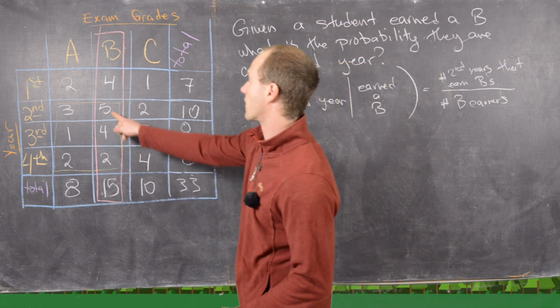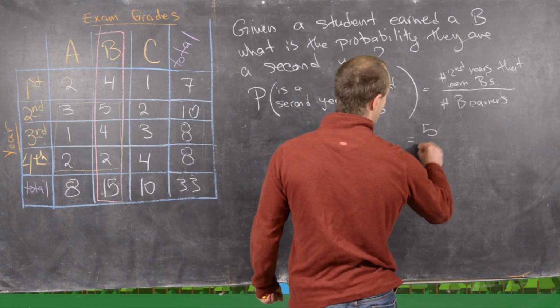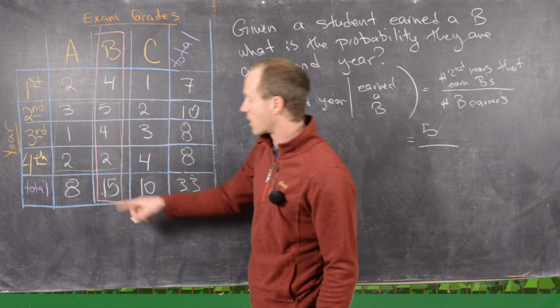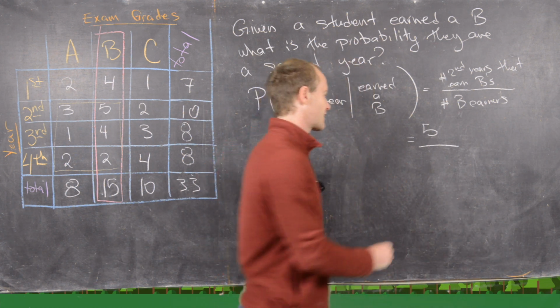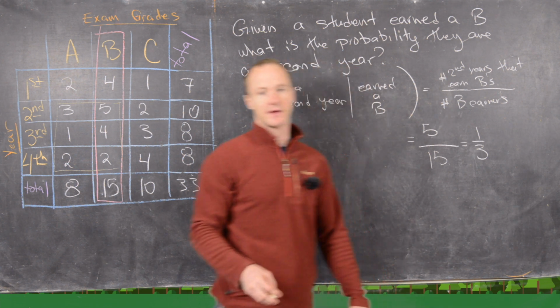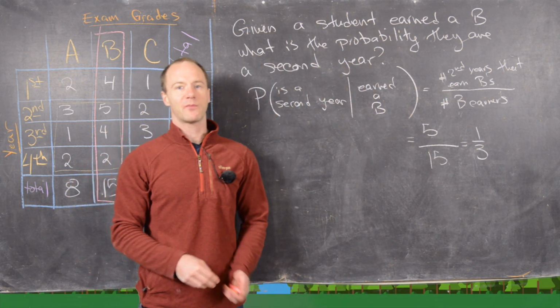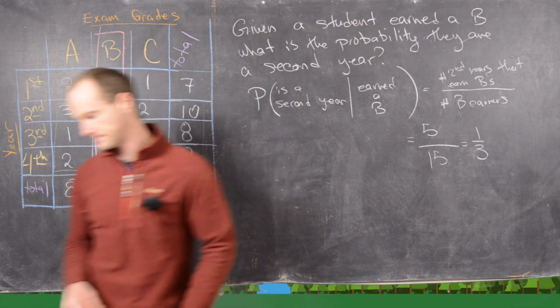Notice there are 5 people that are second years that earn B's. So we have 5 over, and then there are 15 total B's in the class. So it's 5 over 15, which notice that's 1 over 3. So that's the probability in this case. Okay, I'll clean up the board and then we'll do another example.